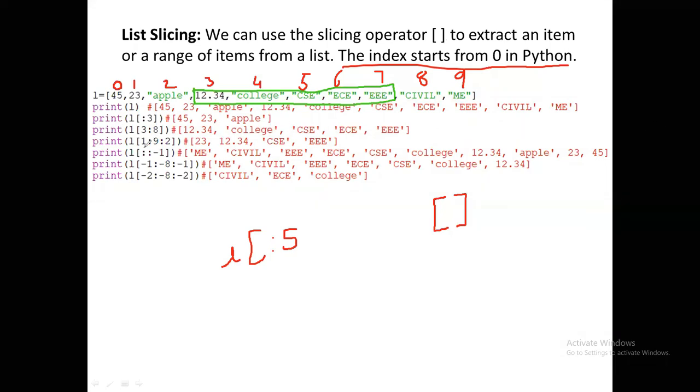And if I give 1:9:2, that means here I specify the step also. The starting point is 1 up to 8 and the step is 2. So 23, step is 2, 12.34, step is 2, CSE, step is 2, triple E. So this is the output: 23, 12.34, CSE and triple E.